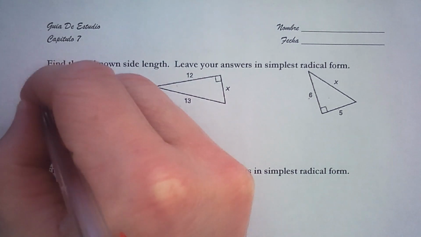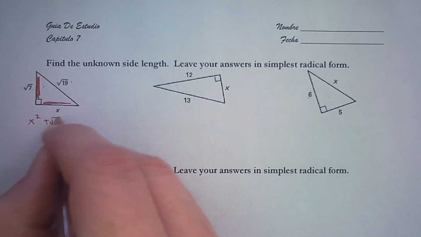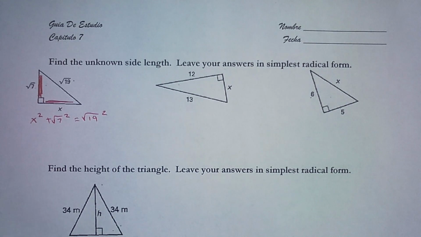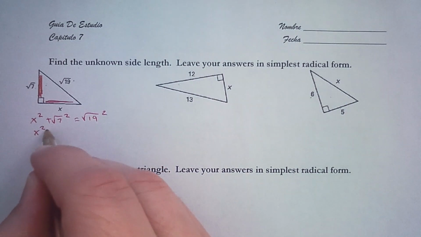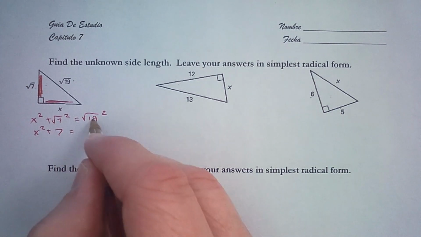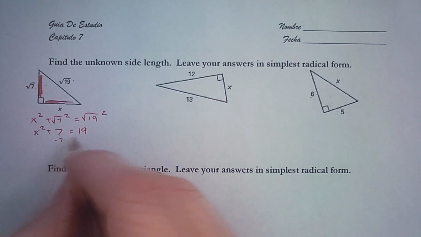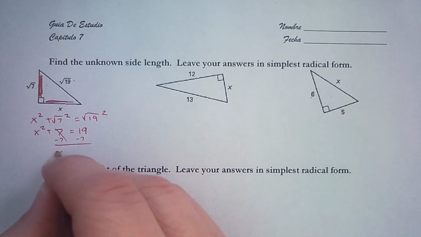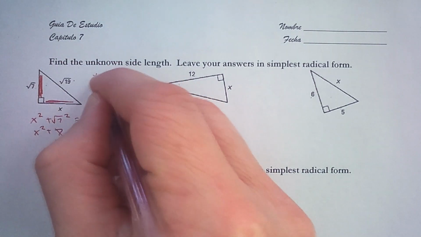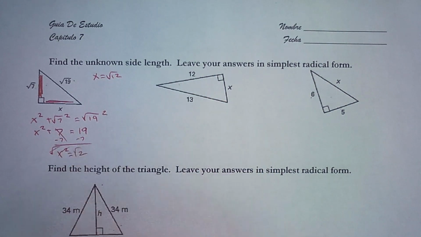The two legs are the square root of 7 and x. So that's x squared plus the square root of 7 squared equals the square root of 19 squared. Okay, so that's x squared plus, and then the square root of 7 squared is 7. And the square root of 19 squared is 19. So I can subtract 7, and I get x squared equals 12. So that means that x is the square root of 12. We do the square root to cancel out that squared.